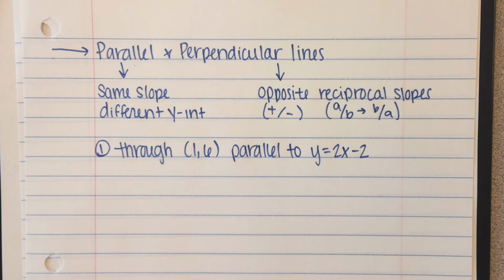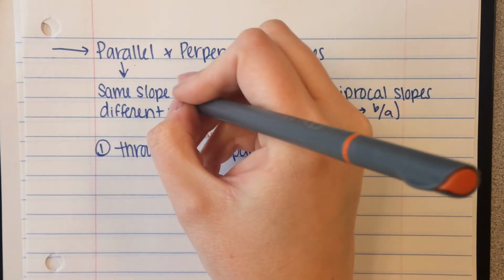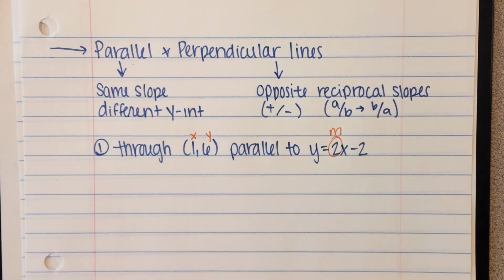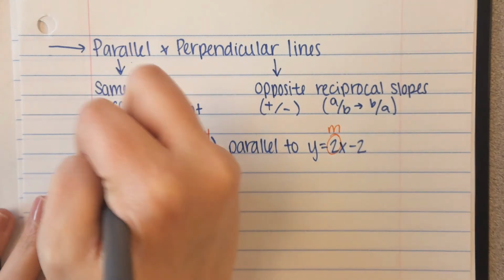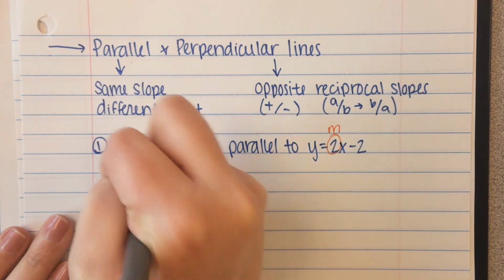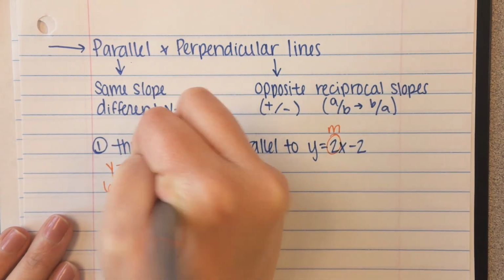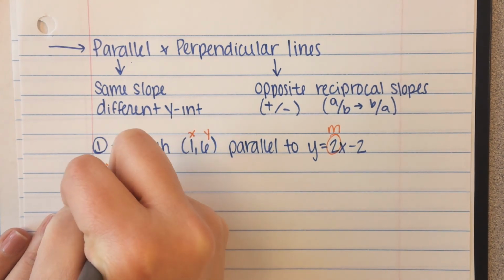For our first example, you're going to write the equation of a line that goes through the point (1, 6) and is parallel to y equals 2x minus 2. From this, we know that our point gives us x and y, and parallel means same slope, so our m is going to be 2. Then we're going to use slope-intercept form, y equals mx plus b. We know y is 6, m is 2, x is 1, and we're going to solve for b. If we simplify and have 6 equals 2 plus b, we know that b equals 4.